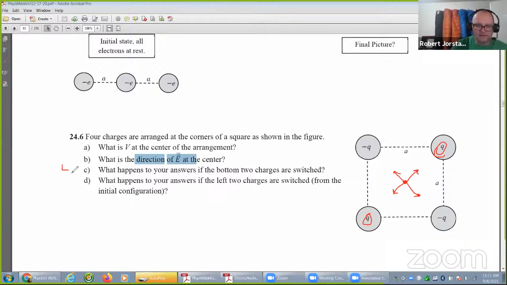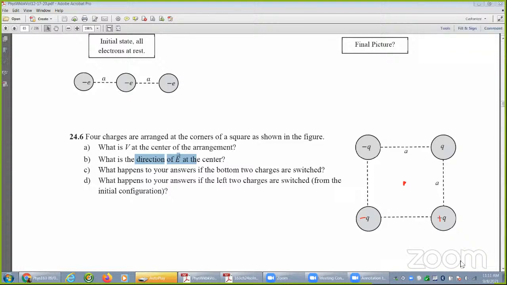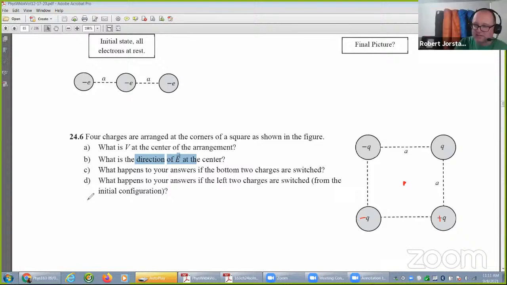What's going to happen? Will that still be true if the bottom 2 charges are switched? So if we switch the bottom 2 charges, what should happen? Again, we're looking here. If this becomes a negative Q and this becomes a positive Q, is the voltage still equal to 0? Let's say yes. Is the electric field still equal to 0?